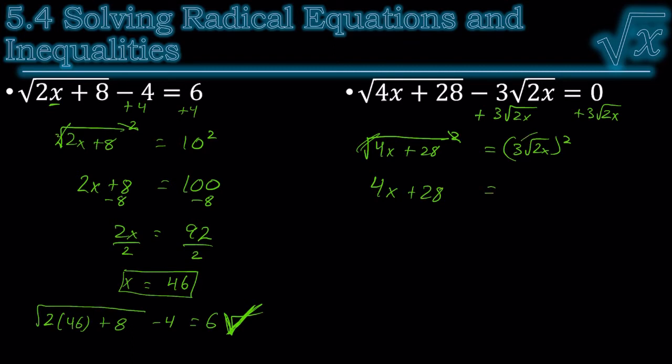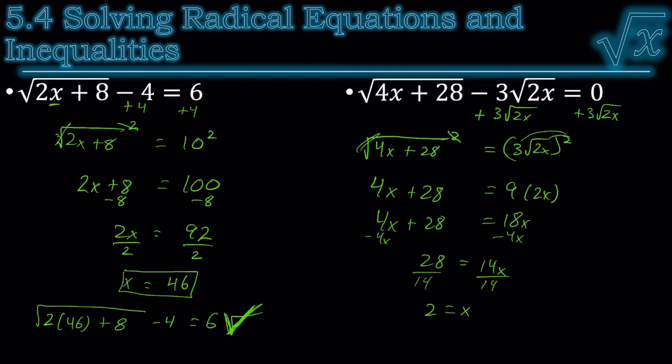The right side, it happens to be 3 squared, and the square root of 2x squared, which cancels out, so it'll be 9 times 2x, or 18x. Let's get the x's together. And then we finish solving. Divide by 14 and you get x is 2.